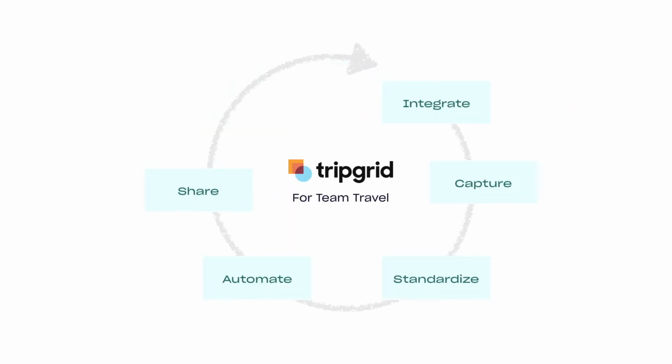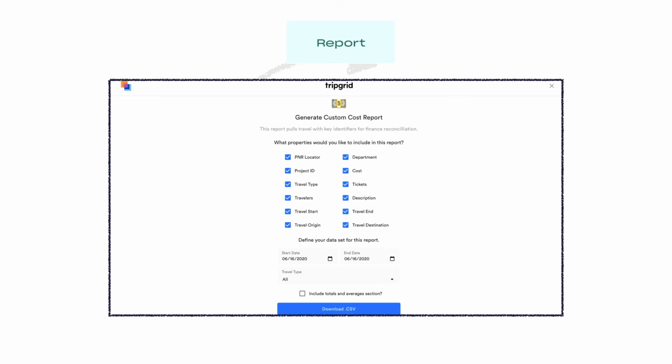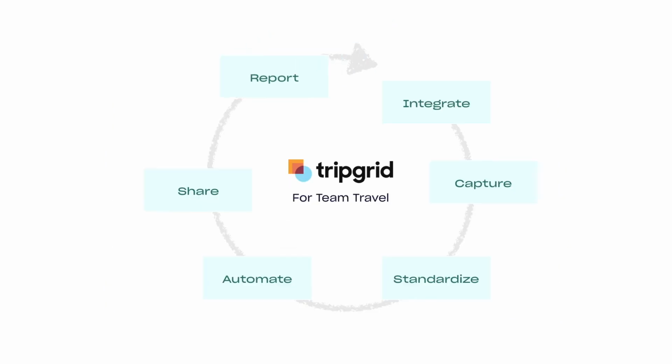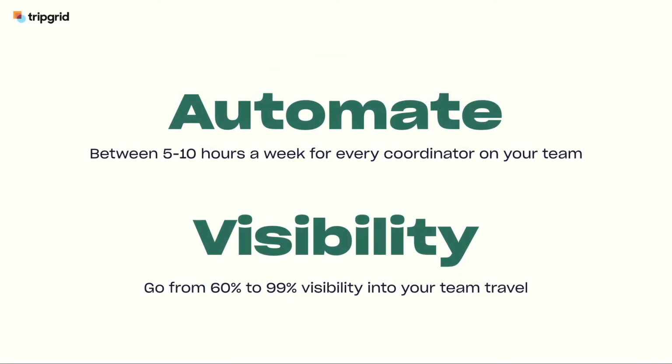And finally, they can report on all of their reservations, including off-program bookings, on one screen. They can filter, sort, and edit this data in real time, including all costs, and then instantly build custom cost reports that help your team reconcile up to 99% of team travel costs. With Tripgrid, our customers automate between 5 to 10 hours a week of every coordinator on their team, and they go from 60% visibility to 99% visibility into their team travel spend.